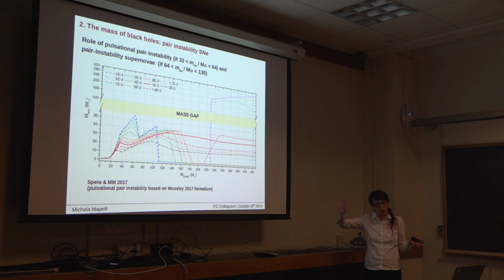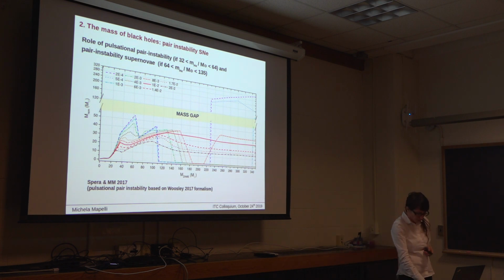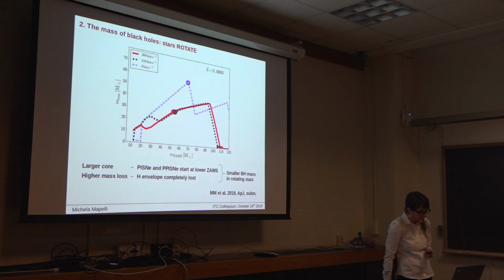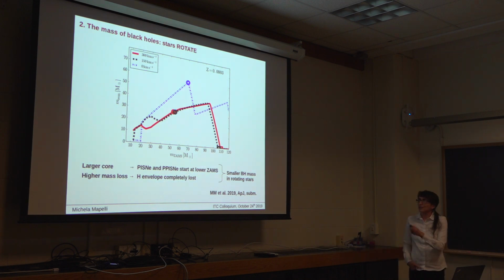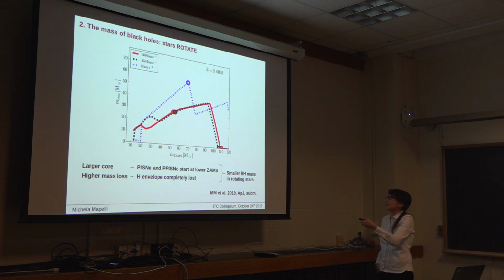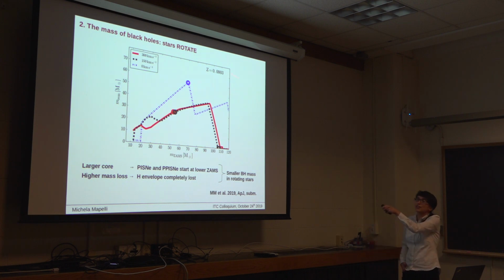These stars do not rotate. And if we add rotation to the whole picture, we get something more like this. So this is again the mass of the compact objects versus the sun's mass. Here is for fixed metallicity. I have also different metallicities if you are interested. And the blue line shows what happens with a non-rotating star.